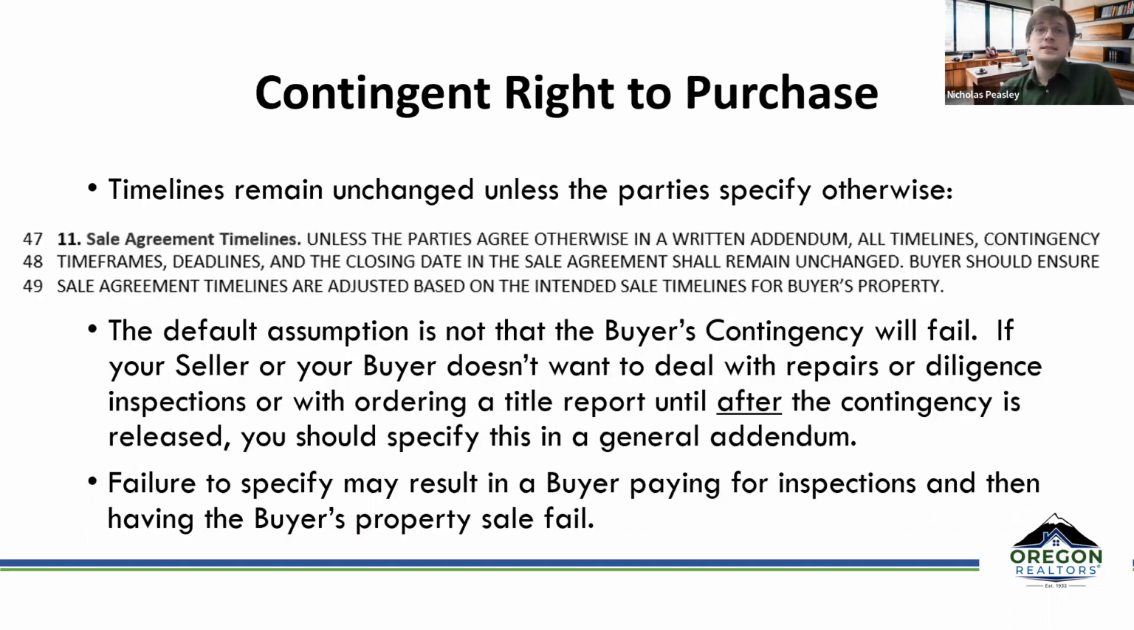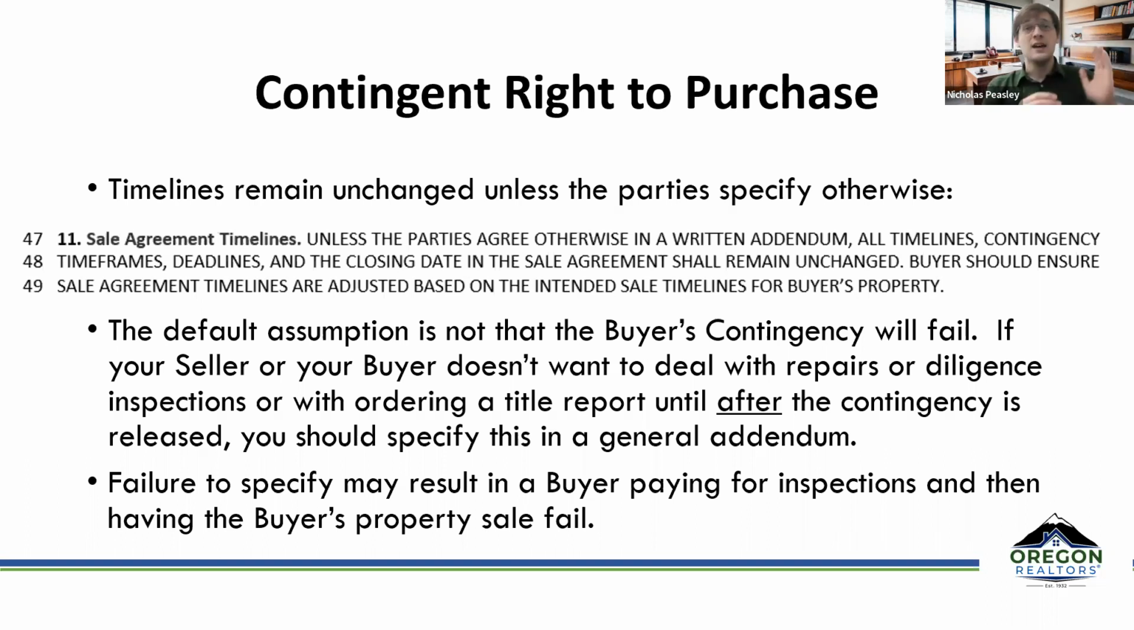The timelines, and this is one of the provisions to really pay attention to, timelines remain unchanged unless the parties specify otherwise. So Section 11 of the contingent right to purchase. Unless the parties agree otherwise in a written addendum, all timelines, contingency timeframes, deadlines, and closing dates of the sales agreement shall remain unchanged. Buyer should ensure that sales agreement timelines are adjusted based on the intended sales timelines for buyer's property. Essentially, if you have a buyer and a seller that go in on a contract and they say, yeah, we want to sell this property to the buyer.